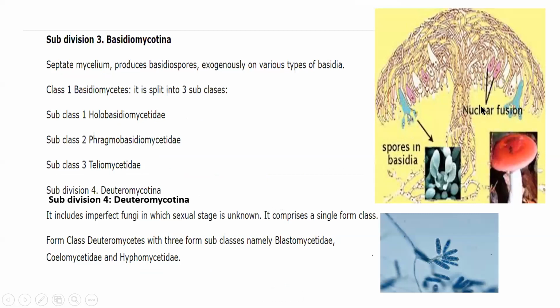Basidiomycotina again has septate mycelium, and they are all higher fungi. Then you have the basidium, and you can see exogenously produced spores, basidiospores, which are the sexual spores of Basidiomycetes. And in Deuteromycetes, the sexual stage is not seen. Only the asexual spores are produced. This is the diagram of a Deuteromycete, where the sexual stage is not known.